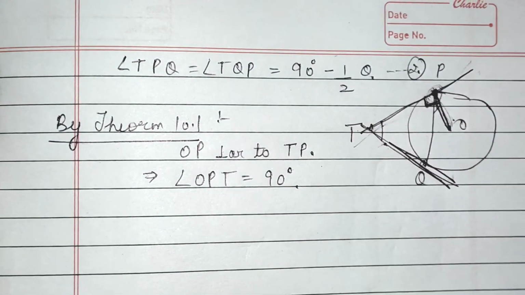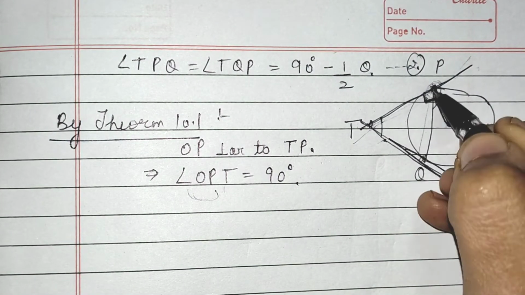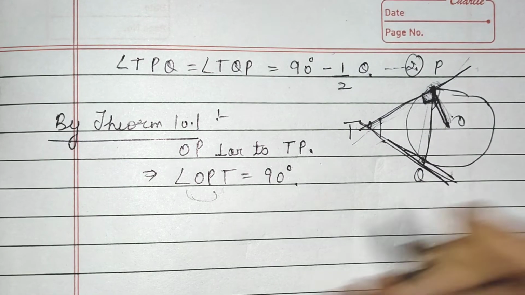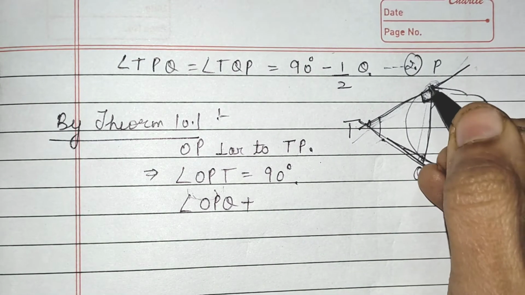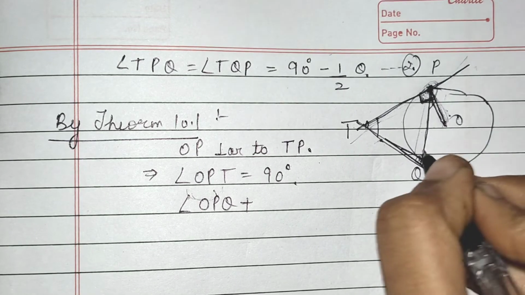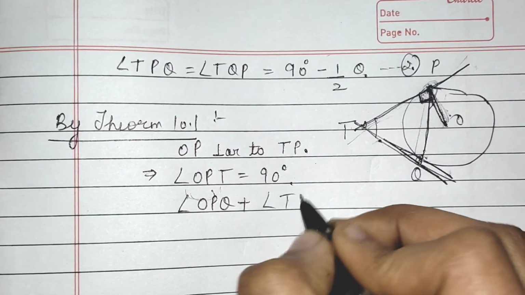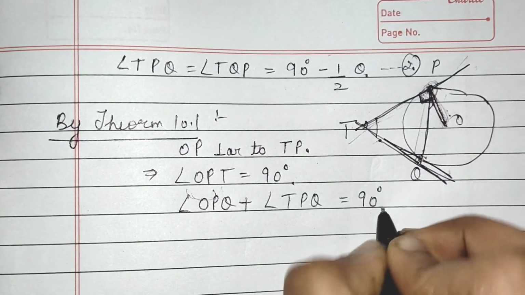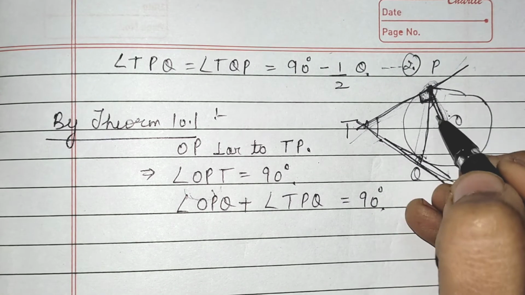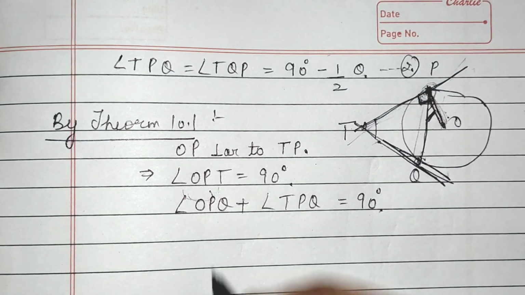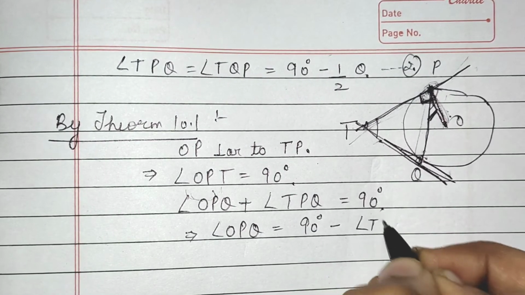So give this as equation number 2. So OPT is what? You can see from the figure that OPT is made up of two angles, which are angle OPQ plus angle TPQ, right? Which is equal to 90 degree. Okay, so what do I have to find out? I have to find out this angle OPQ. So angle OPQ is equal to 90 degree minus angle TPQ.